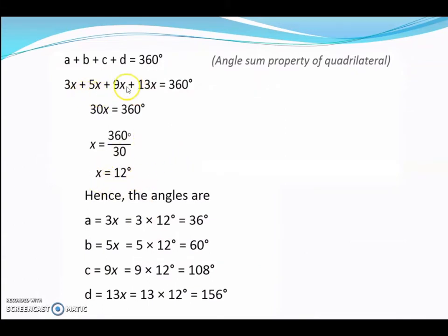So 3x plus 5x plus 9x plus 13x is equal to 360. Solving this, you get the value of x as 12. Now using this x as 12, you will find all the angles. So 3x will be 3 into 12, 5x is 5 into 12 and so on. So these are the angle measures: 36, 60, 108 and 156.